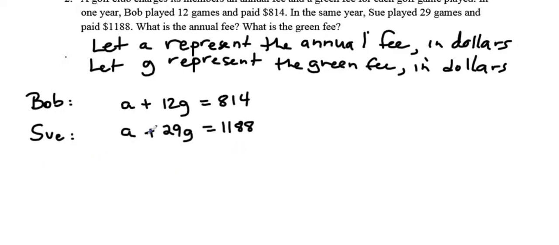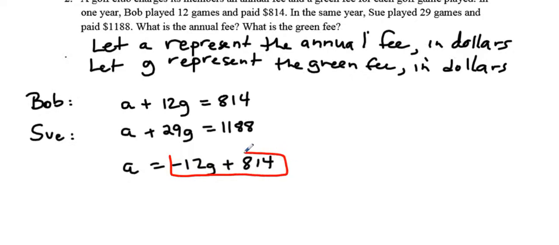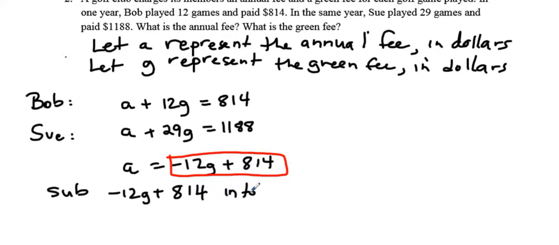So I'm going to isolate the A in the first equation. So A is going to equal minus 12G plus 814. It doesn't matter whether you put the 12G on this side or in the front. So there, I have my first equation isolated, and I'm going to substitute this part into Sue. So sub minus 12G plus 814 into, we'll call it 2, so we'll call this one 1 and this one 2.